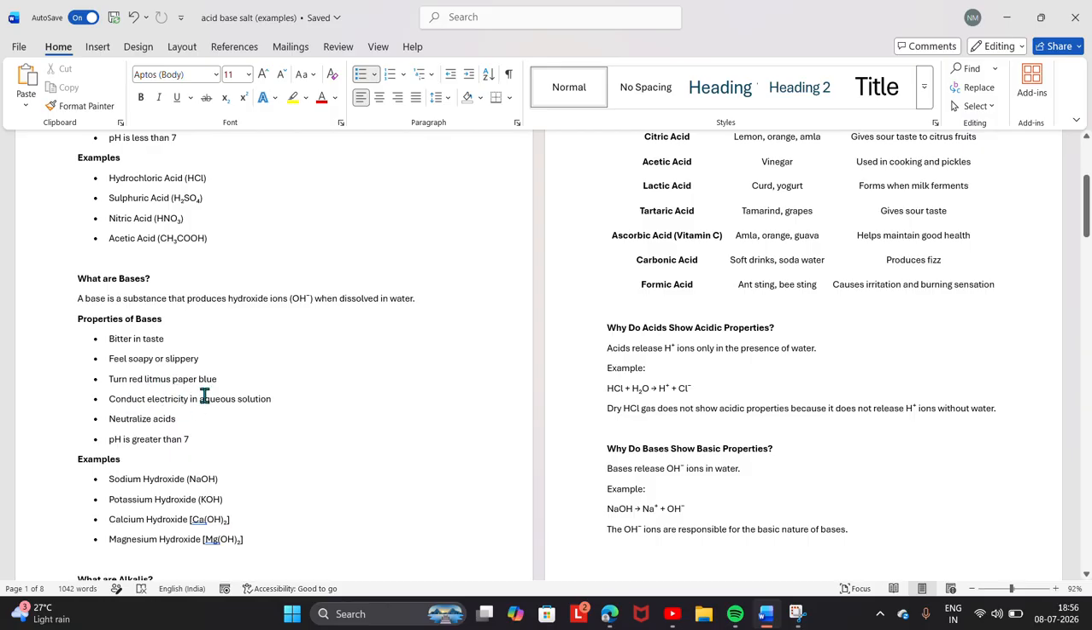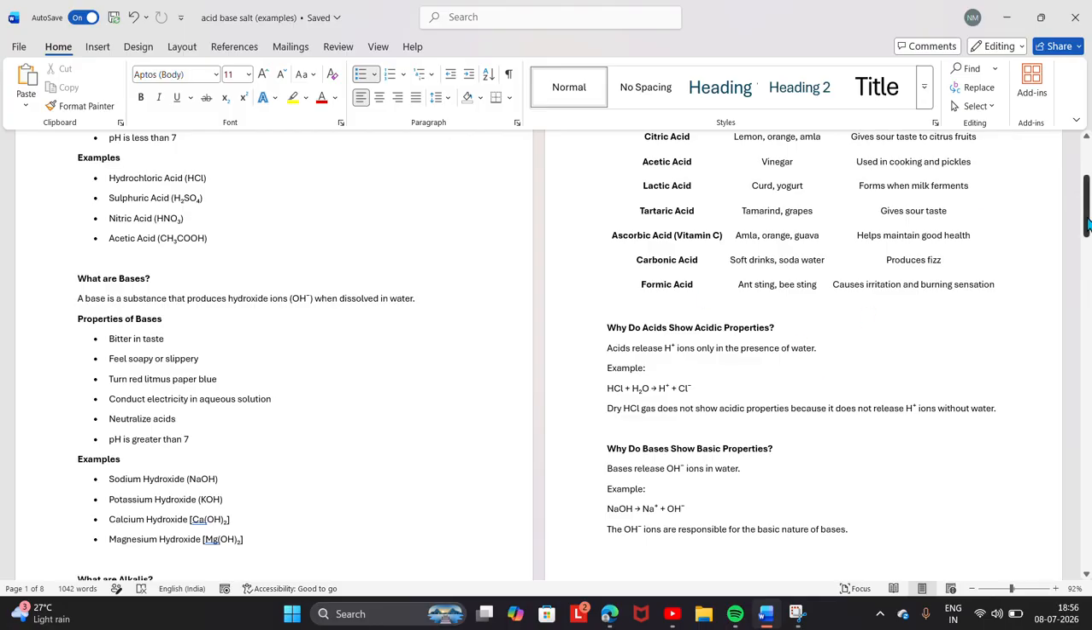So if I have to check whether a substance is acidic or basic, I can use a litmus paper. In case of acid, it will turn blue to red, and in case of base, it will turn from red to blue. Now, there are some examples of bases also, like NaOH, sodium hydroxide, potassium hydroxide, calcium hydroxide, magnesium hydroxide.